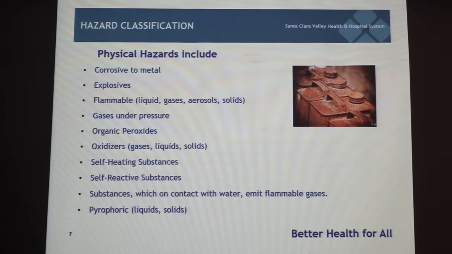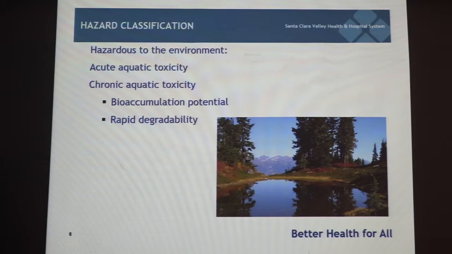Physical hazards include corrosive to metal, explosive, flammable, gas under pressure, and I'll talk about that again in another slide, organic peroxides, oxidizers, self-heating or self-reactive substances, substances which on contact with water emit flammable gases, and pyrophoric liquids or solids. Hazardous to the environment is acute or chronic aquatic toxicity.